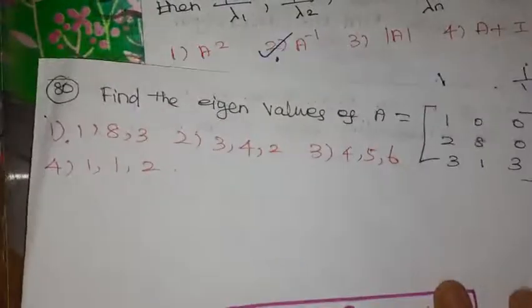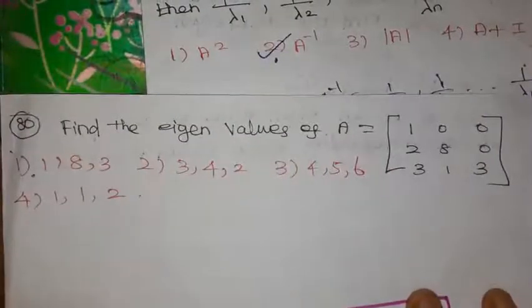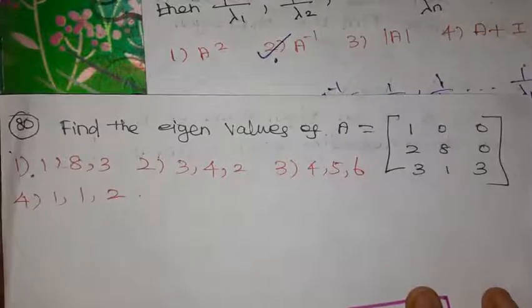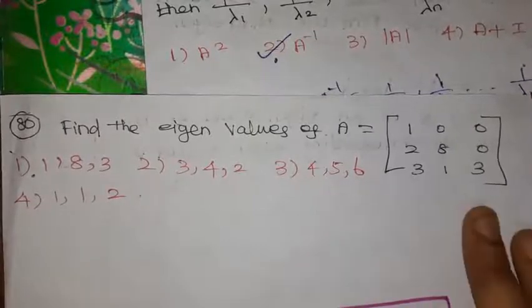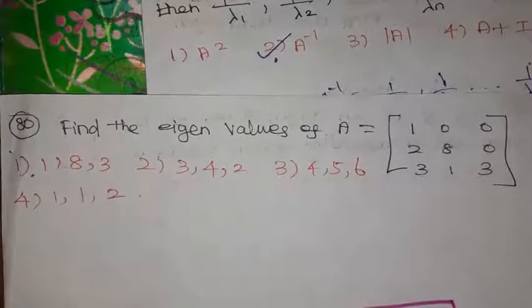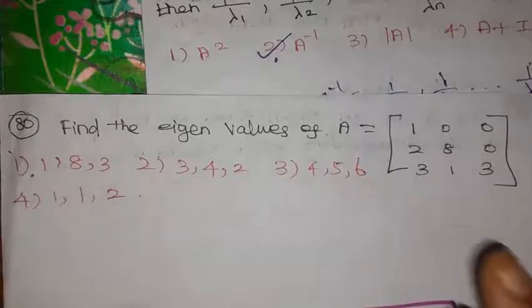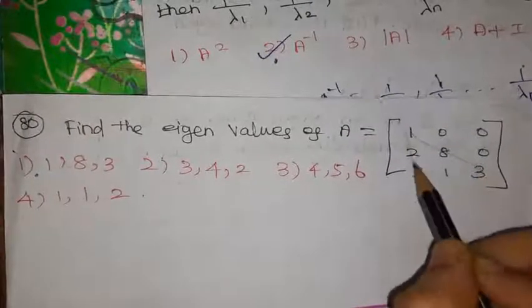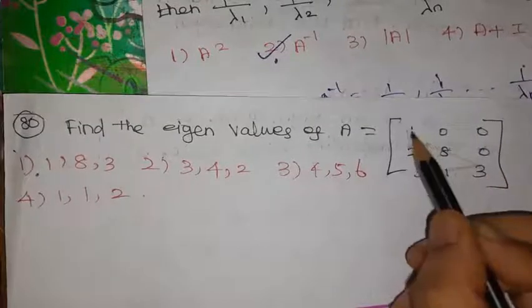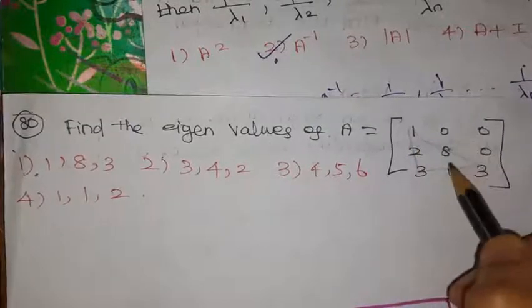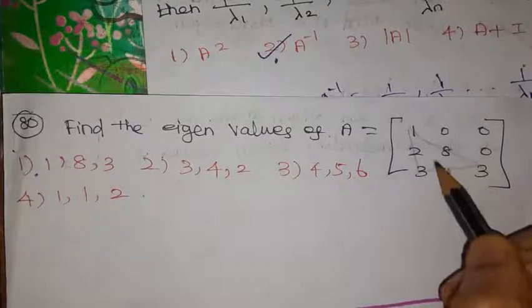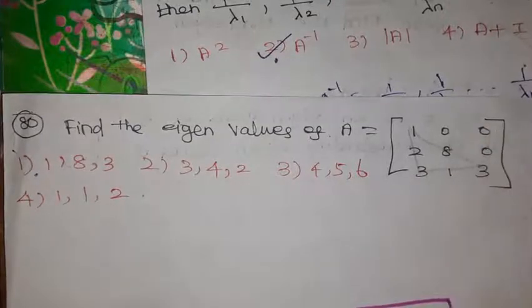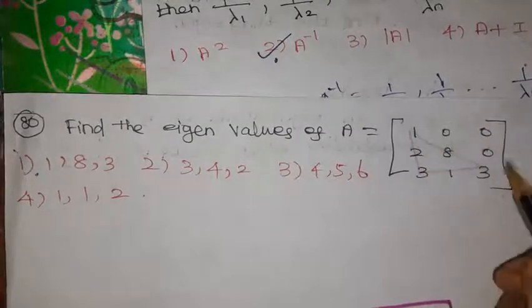Then we will move on to the final problem in this type, question number 80. Find the eigenvalues of A. So, we need to find the eigenvalues of A. Just look at the matrix. It is a triangular matrix, a lower triangular matrix. It has values below the diagonal, and the remaining part above is 0. Okay, this is a lower triangular matrix.